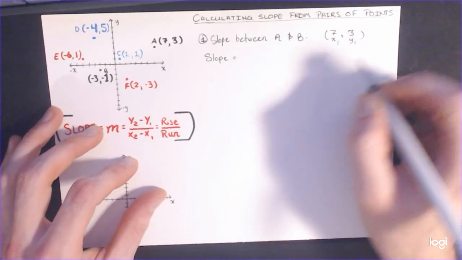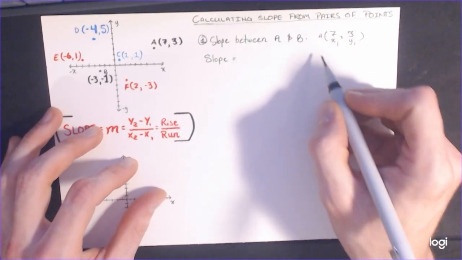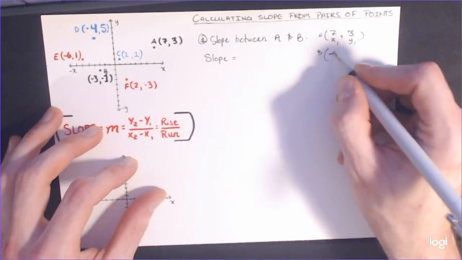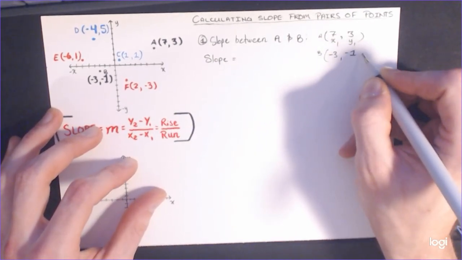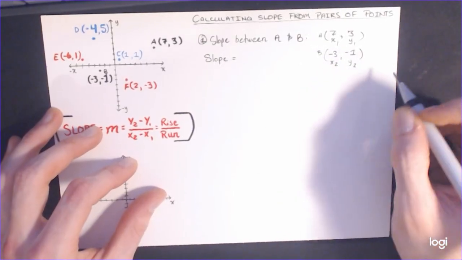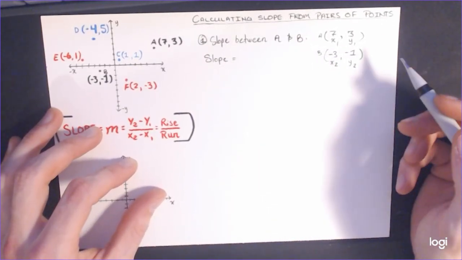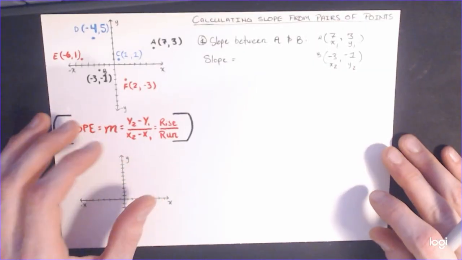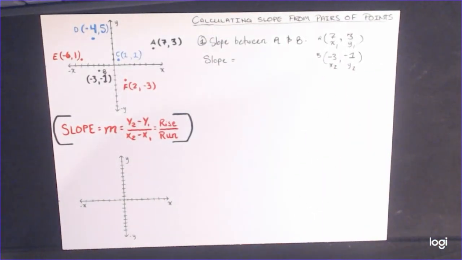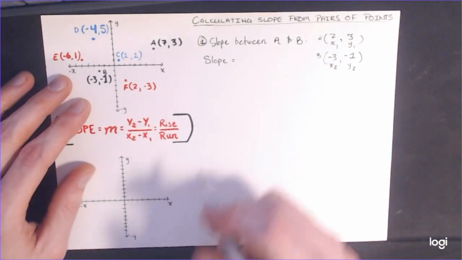I'm just going to put the A there to remember that that's that. And then our B here, we have -3, -1. And this is our x2 and our y2, because it is from our second point. And if you remember from the last video that we talked about, it doesn't matter which one you say is point 1 and which one you say is point 2. The math will all still work out correctly.